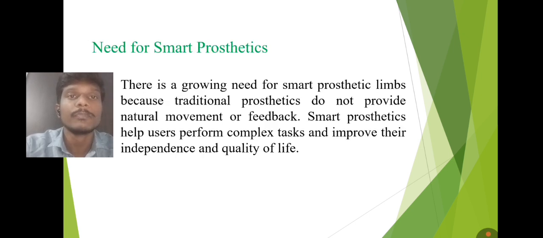Next, the need for smart prosthetics. There is a growing need for smart prosthetic limbs because traditional prosthetics do not provide natural movement or feedback. Smart prosthetics provide natural movement and feedback, independence and quality of life.